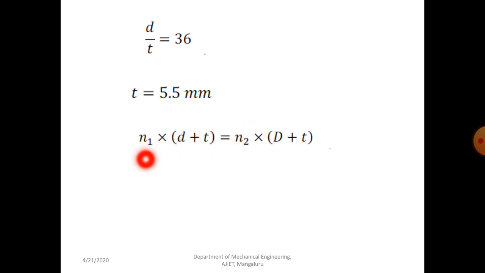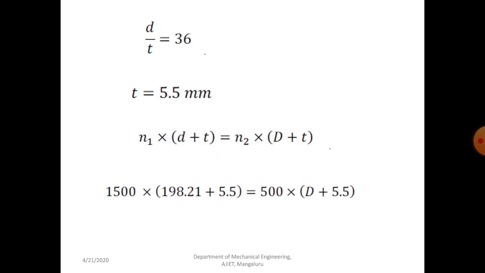So n1 into (D + t) equals n2 into (d + t). So n1 divided by n2 is equal to (d + t) divided by (D + t). After substitution, n1 is 1500, d is 198.21, t is 5.5, and that is equal to n2, the speed of rotation of the larger pulley, that is 500 rpm, into D, where D is the unknown diameter of the larger pulley, plus 5.5.